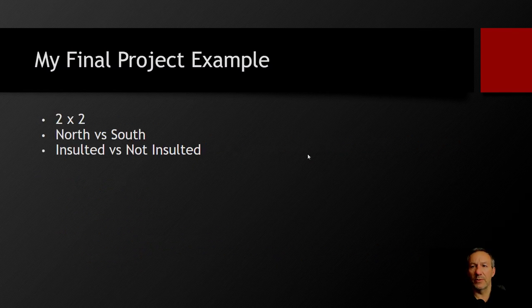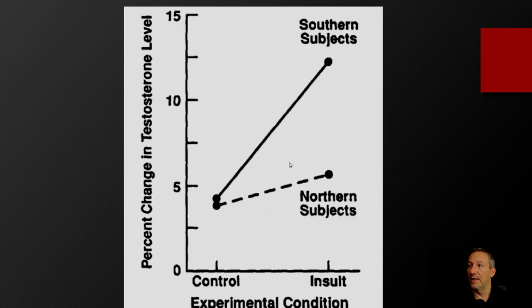Remember my final project that I went over? It was the 2x2, the north versus south, insulted versus not insulted. That was a 2-way ANOVA because it had 2 IVs: what region you were from and if you were insulted or not. This was one of the results for that.